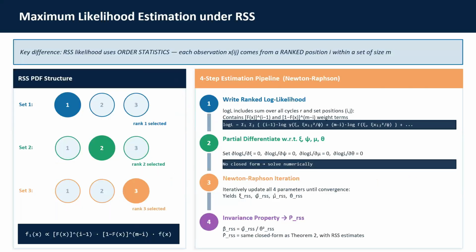For the maximum likelihood estimation under RSS, we use the Newton-Raphson method in R software, because all four log-likelihood equations are not in closed form, so we cannot solve them analytically. So here we use the software for calculating the maximum likelihood estimations for the four parameters, and eventually we get the stress strength reliability P for RSS.